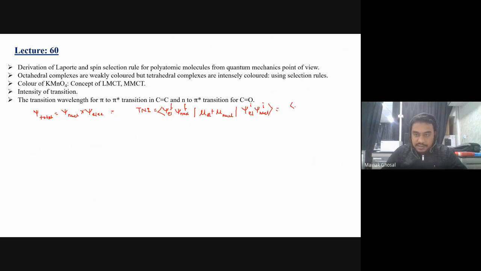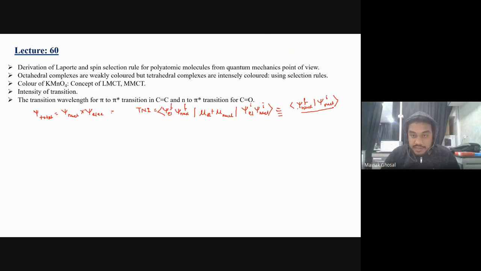Now from here you can just change the terms, and you will get a term like psi nuclear final with psi nuclear initial, and this is nothing but the Franck-Condon factor. So this actually relates to the overlap of the nuclear wave functions for the initial and final state.